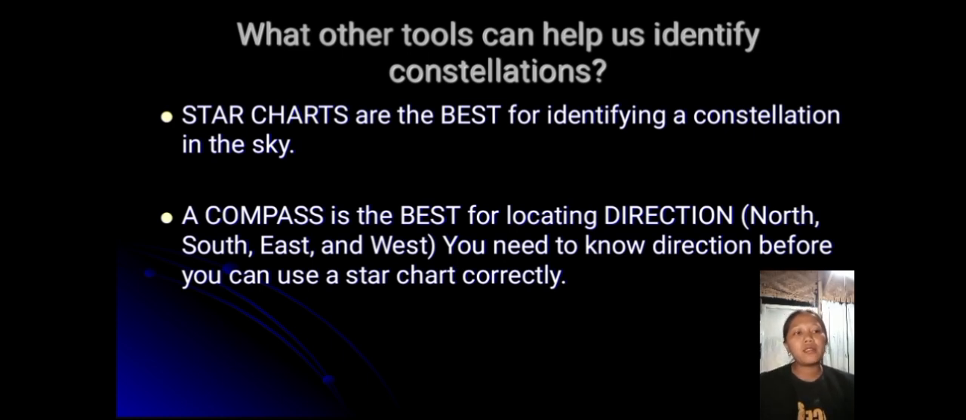Okay, so what other tools can help us identify constellations? Star charts are the best for identifying a constellation in the sky. But a compass is the best for locating direction from north, south, east, and west. So you need to know the direction before you can use a star chart correctly.